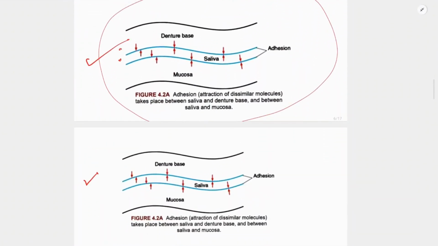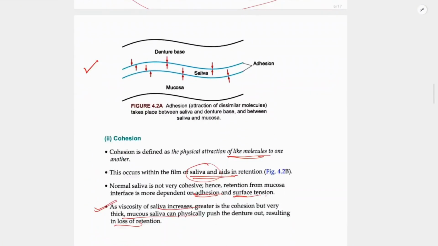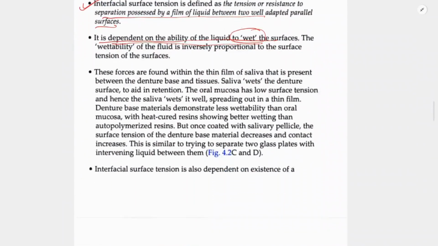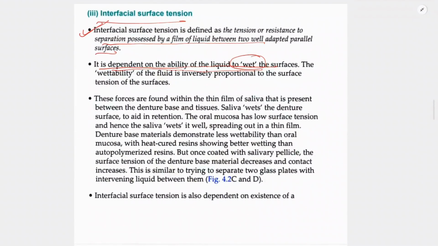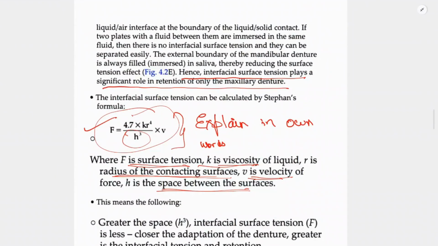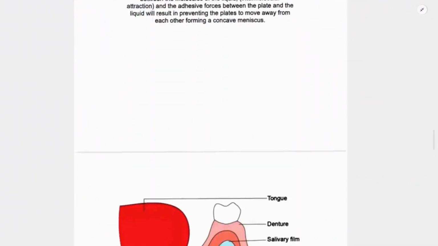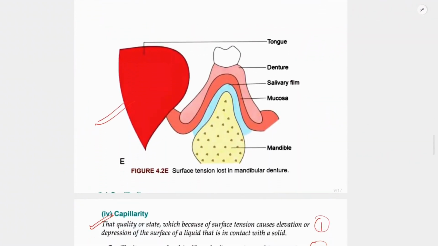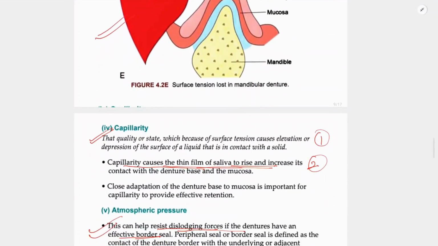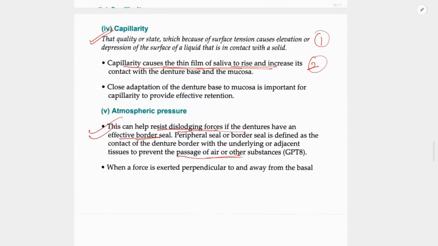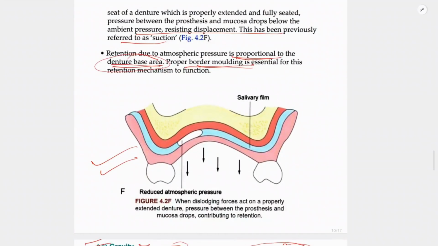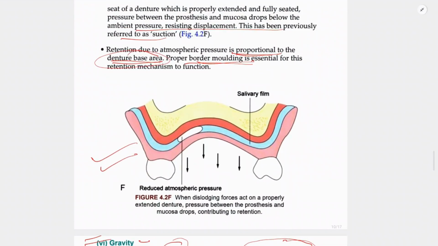Once again, draw both the diagrams of adhesion and cohesion. Then we move on to interfacial surface tension, the definition and the main formula. Explain the formula, like which factors are directly related to the surface tension, which factors are indirectly related to the surface tension. Draw the diagram of the surface tension. Next is capillarity, the definition of the capillarity. Then comes atmospheric pressure. Draw the diagram of the atmospheric pressure and explain the main keywords in the atmospheric pressure.